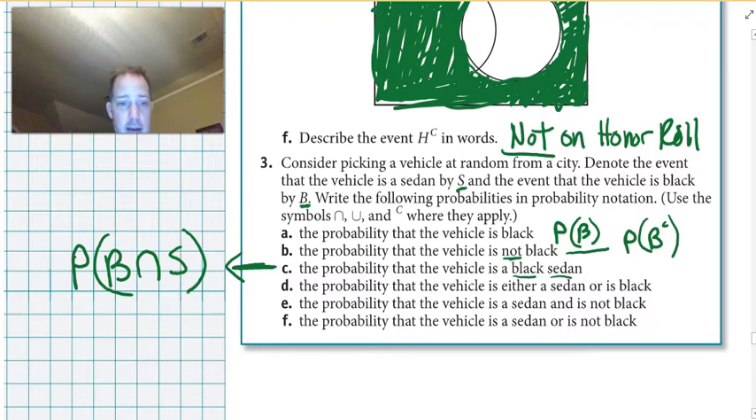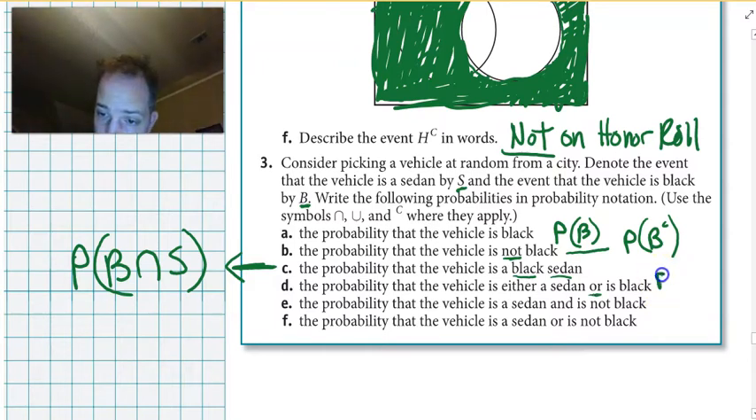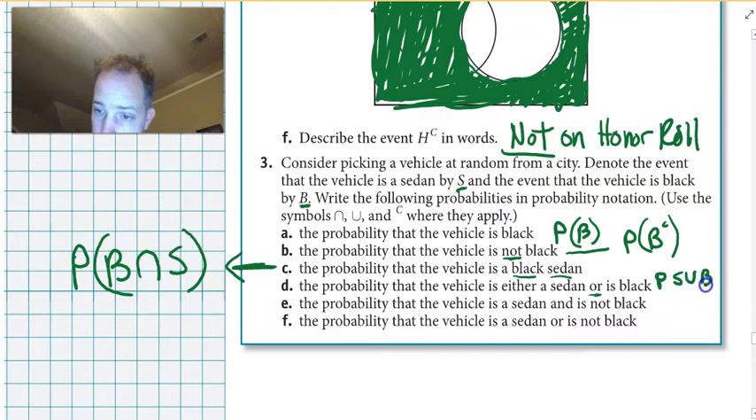All right, for D, it says the probability of the vehicle is either sedan or black. There's the key word for us. Or means union, so sedan or black. Probability of sedan or black. The word or means we can use the union. And for E, probability that the vehicle is a sedan and is not black. So this one you should have gone piece by piece. Probability of sedan and not black.